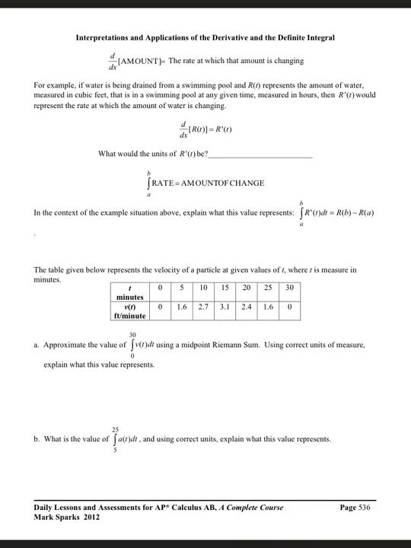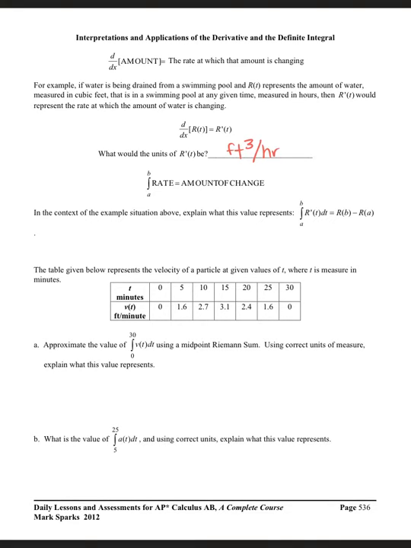For example, if water is being drained from a swimming pool, and R of t represents the amount of water, measured in cubic feet, that is in that swimming pool at any given time, measured in hours, then R prime of t would represent the rate at which the amount of water is changing. So what would the units of R prime of t be? Well, if we're talking about the rate, then R prime of t would be feet cubed per hour.